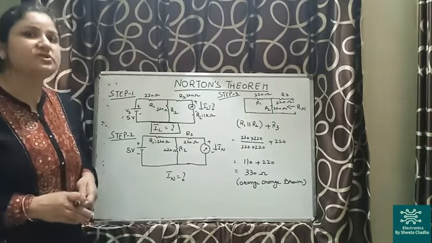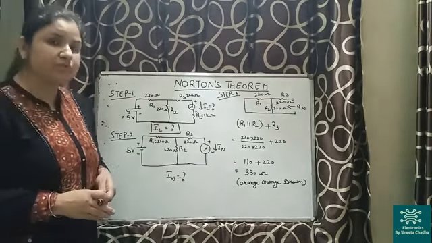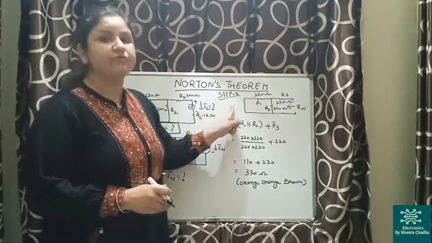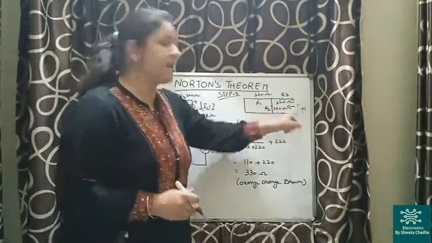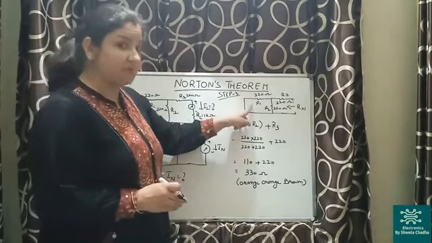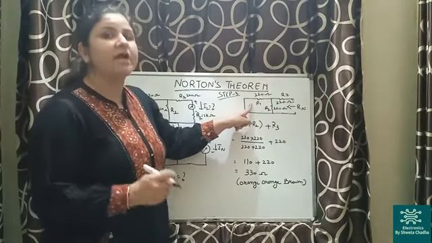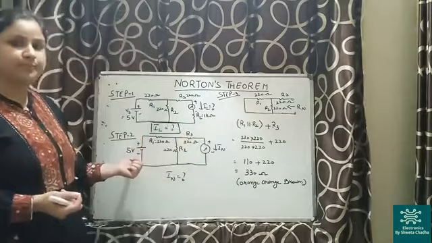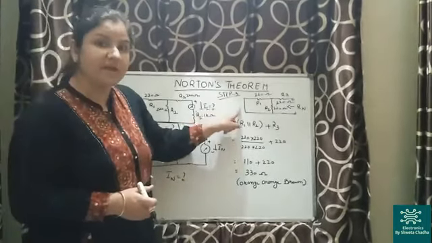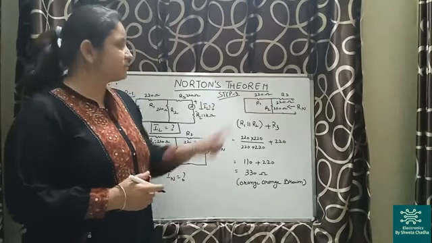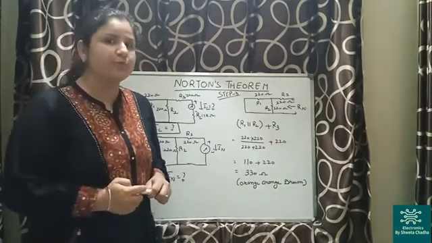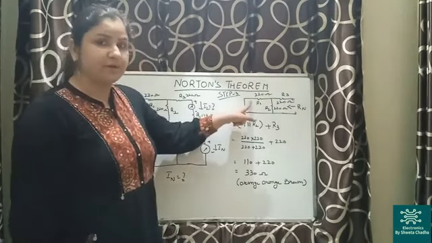Now let us talk about step number 3. In step number 3, you can have a look over here. In step number 3, we are supposed to calculate Rn, that is Norton resistance. For that, what I have done, I have removed Vs and short circuit. I repeat, remove Vs and short circuit. Now this is what we have got as an arrangement. So now let us calculate what is going to be Rn.